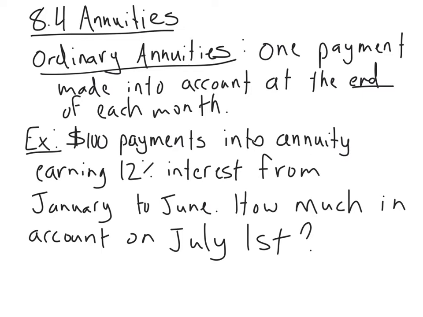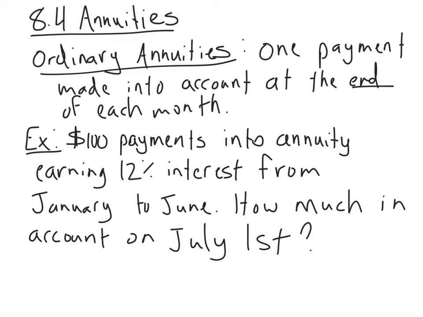We're going to focus specifically on what are called ordinary annuities, and this just means that one payment is made into the account at the end of each month. As a little side note, if you check out the TVM solver, which we'll talk about in a second, at the very bottom of the TVM solver screen, it says payment, and you can change it to end or begin. If you have it on end, that is specifically for the ordinary annuities.